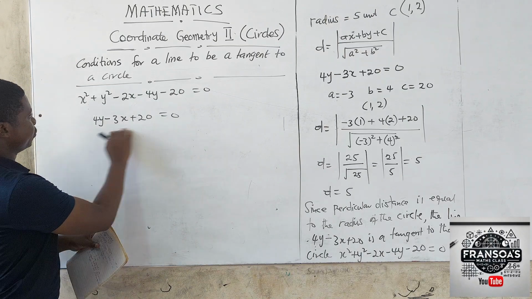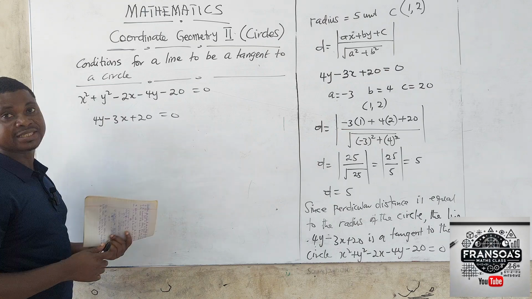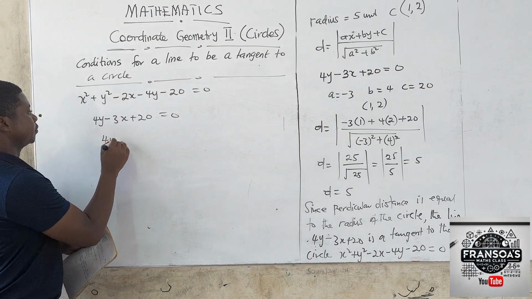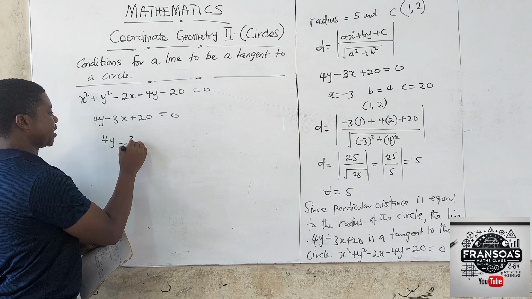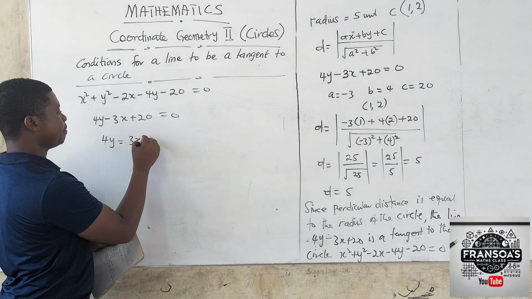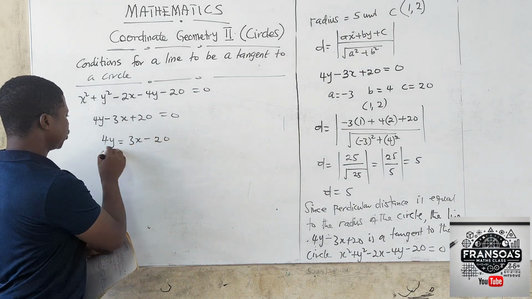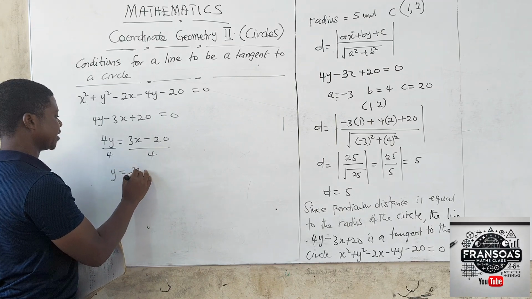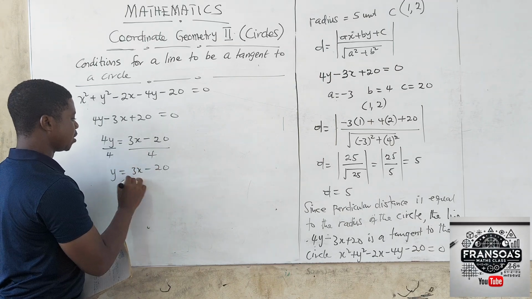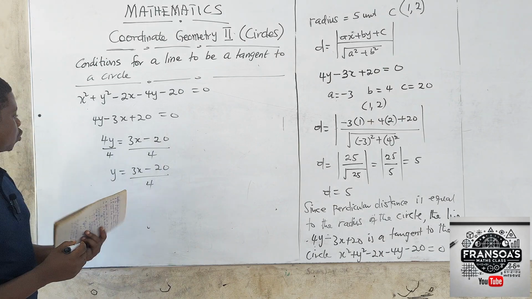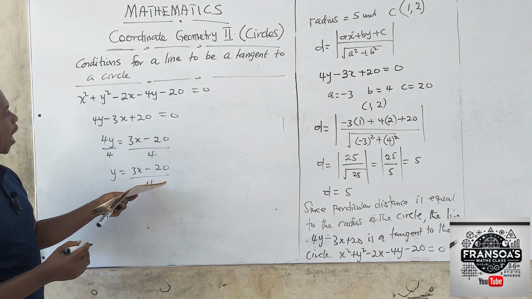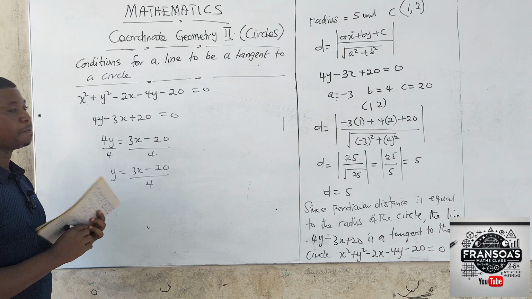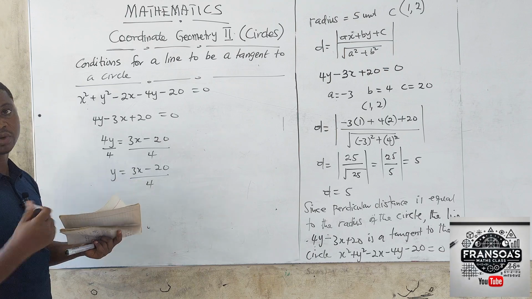So first we can make y the subject in the second equation. So we have 4y is equal to 3x minus 20, by sending them here. We can divide here by 4, here by 4. So y is equal to 3x minus 20 all over 4. So we can substitute y into the main equation of the circle. Wherever you see y in the equation of a circle, we substitute this one there.